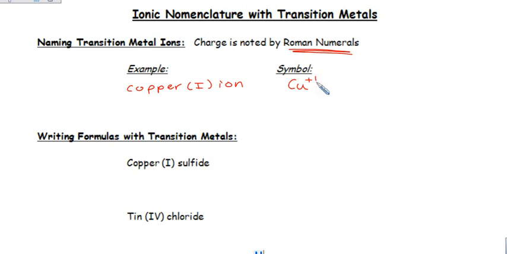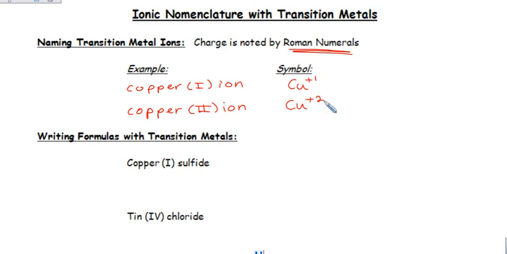But now what's tricky with these transition metals is that they can have multiple charges. That's why they're called transition metals. If the number of valence electrons can change, the charge can change. So you could also have copper, Roman numeral 2, ion. And this would be copper +2. So, I mean, the nice thing is that you don't have to look up the charge on a periodic table. The Roman numeral tells you the charge.